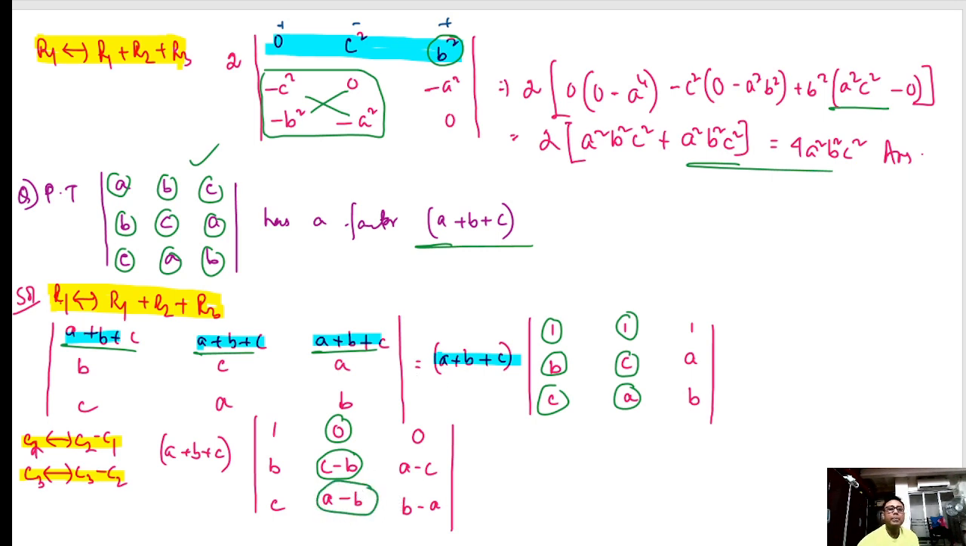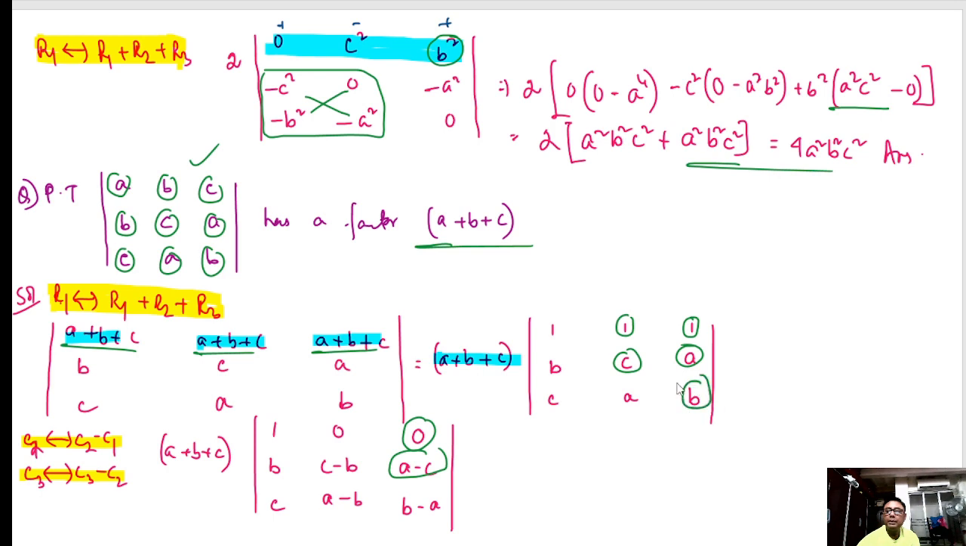So this is over. Next, we will do C3 minus C2, which is 0, and put it in C3. So A minus C, put it in C3. B minus A, and put it in C3. Clear? So now we can easily see that we have got 1, 0, 0.